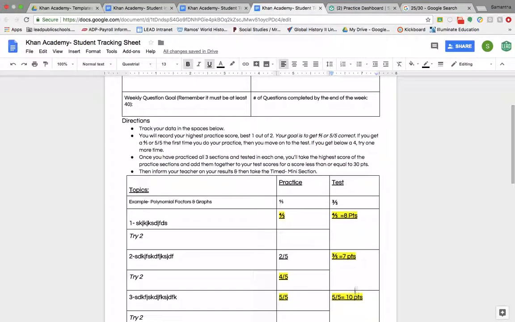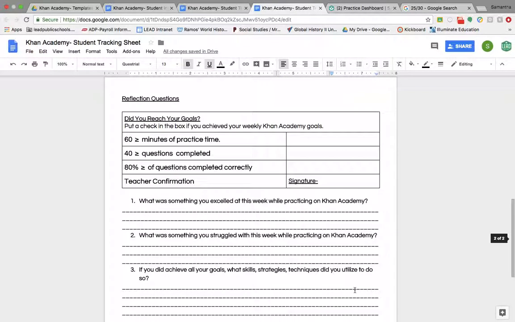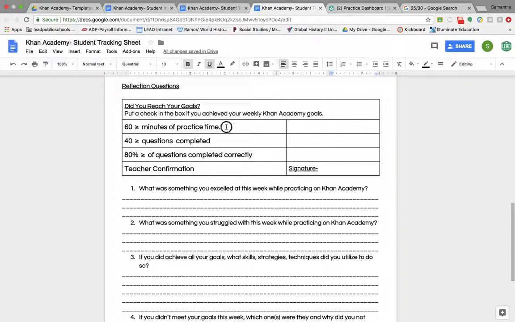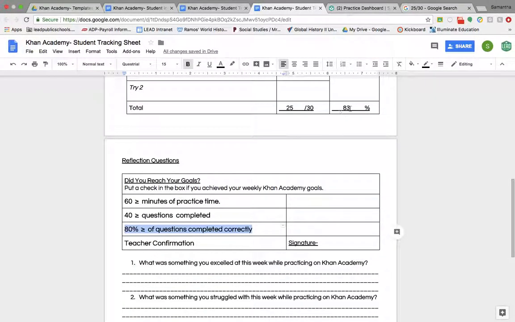So I fill this out after my timed mini section. Then I come down here. Did I practice 60 plus minutes? Did I at least practice 40 minutes? And then 80% of questions completed correctly. Well, I know for a fact that I got an 83%, so 80% of the questions. So I can say yes.